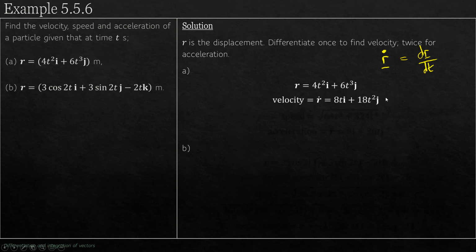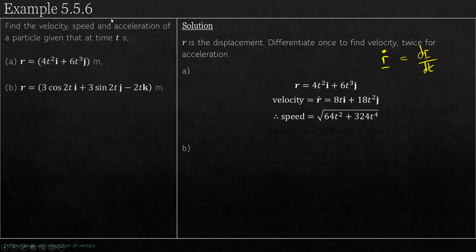So there's the velocity. Before I differentiate again, I'm going to do the speed next. So velocity is a vector, but speed is a scalar. We learn how to find the magnitude of a vector in pure maths. It's a bit of Pythagoras, whether you're in 2D or 3D, it's Pythagoras' theorem. So this is going to be the square root of 8t all squared, which is 64t squared, plus 18t squared all squared, 324t squared. So that's the speed.